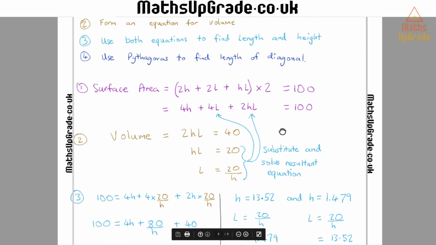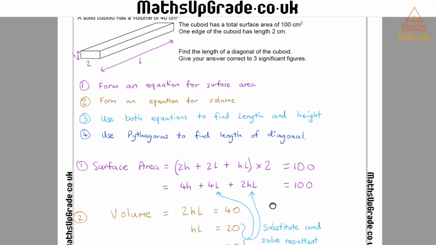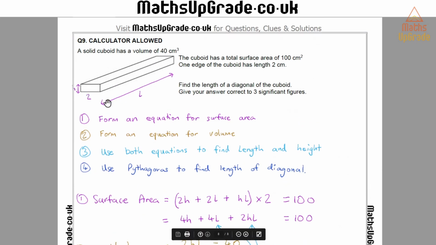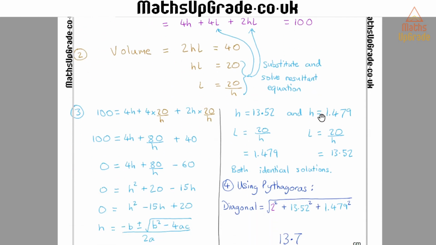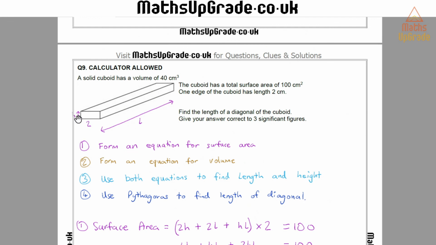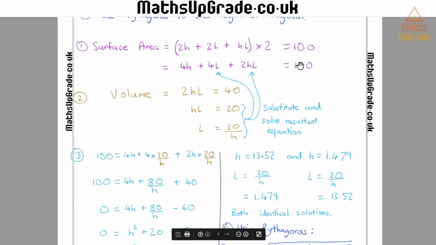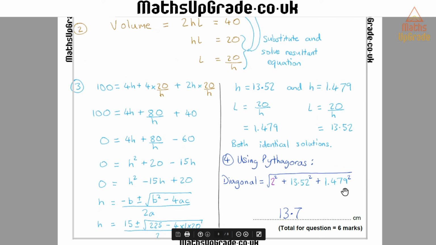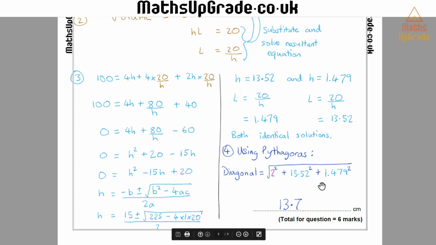Now, I've got the length, the height, and the width as given in the question. Since I've got all 3, I can now use Pythagoras to find the length of a diagonal. The length of a diagonal is essentially the length from this corner directly to the opposite corner here. And Pythagoras in 3D states I can find that length by doing the square root of the sum of the squares of each of those edge lengths. And that's what I've used here. If you're not sure on how I've done this, again, look at the clip on 3D Pythagoras on this channel. The final answer is 13.7 centimeters, and that is good for 6 marks.